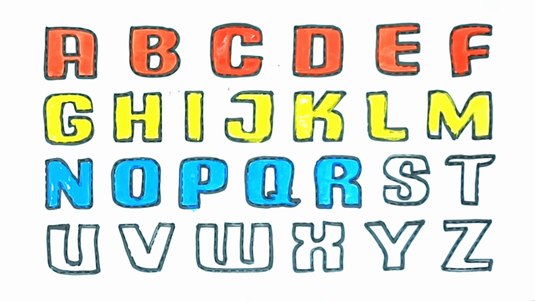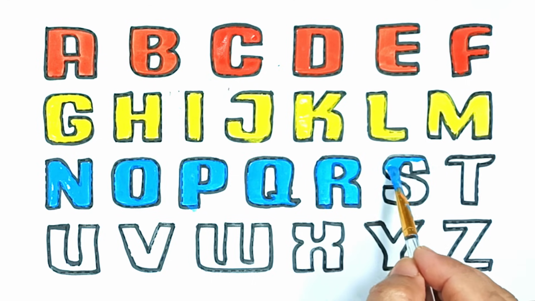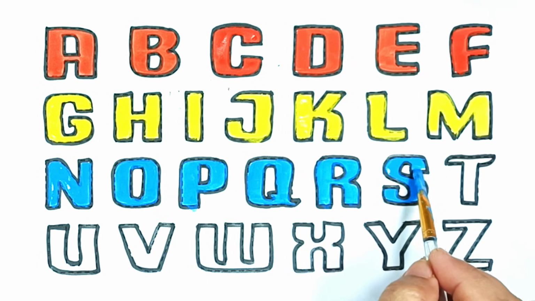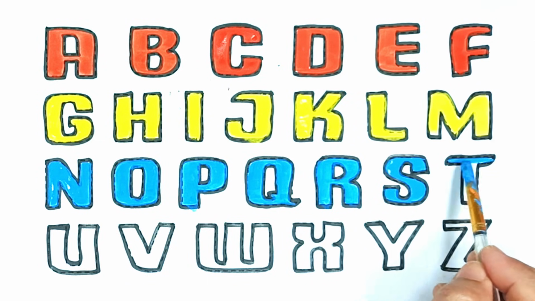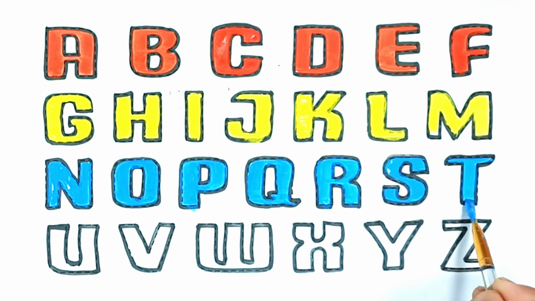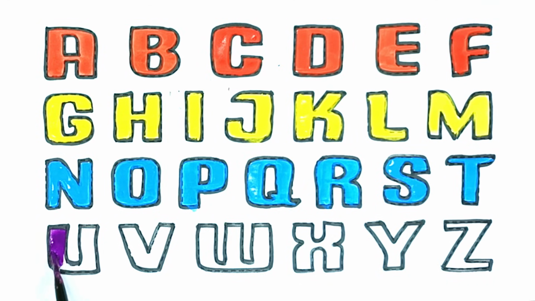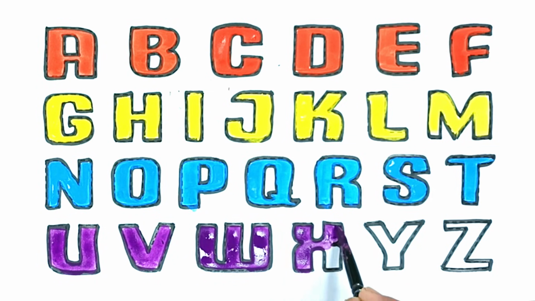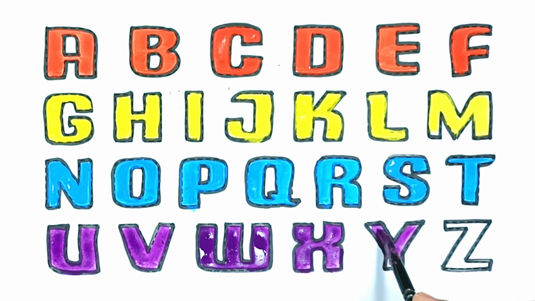R for ring, S for star, T for train, U for umbrella, V for van, W for watch, X for xylophone.